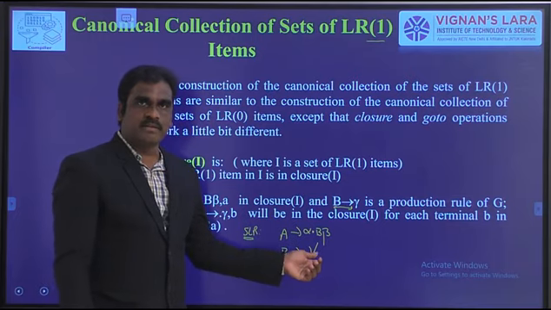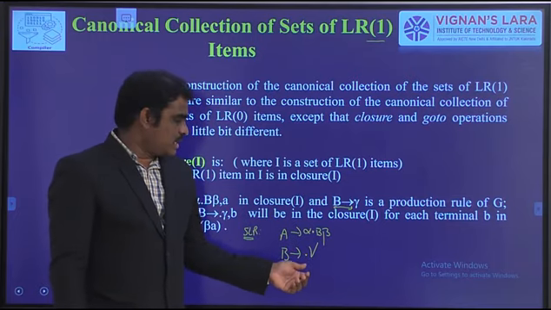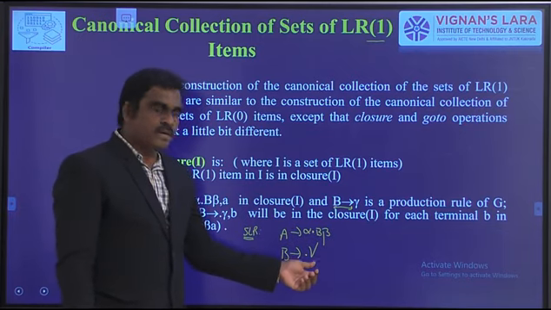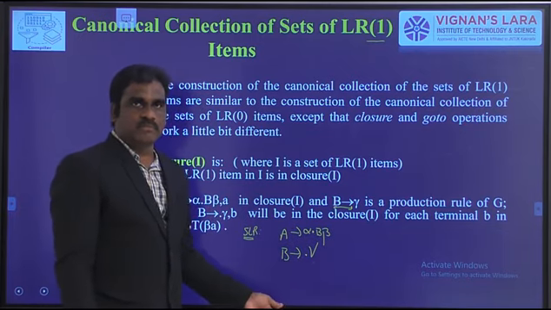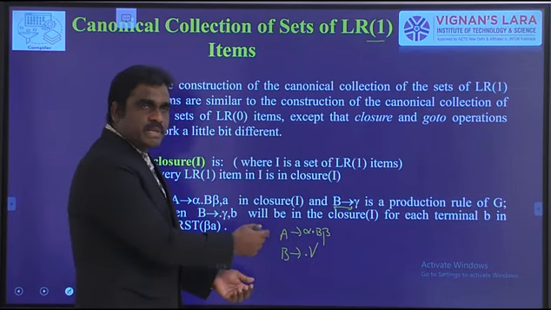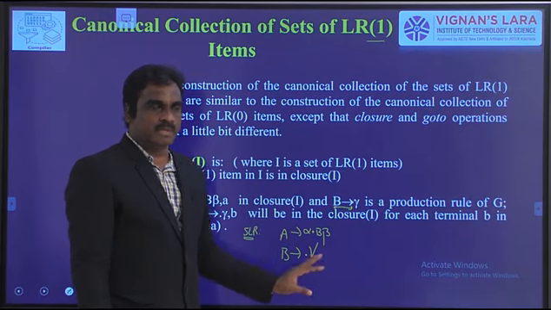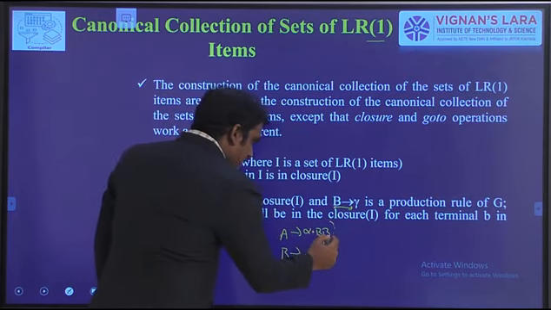Again, dot followed by whether it is a terminal or non-terminal. Suppose if it is a terminal, then the process is completed. Suppose if it is a non-terminal, again write the productions. So the same process will be repeated until dot is followed by a terminal symbol. So this is about SLR.